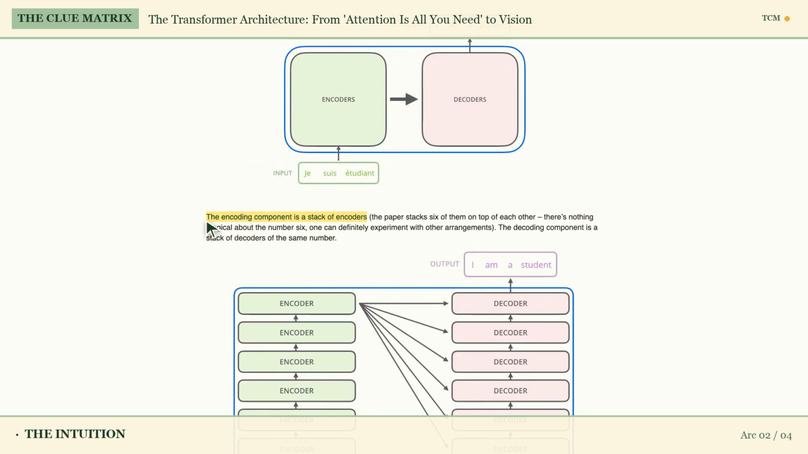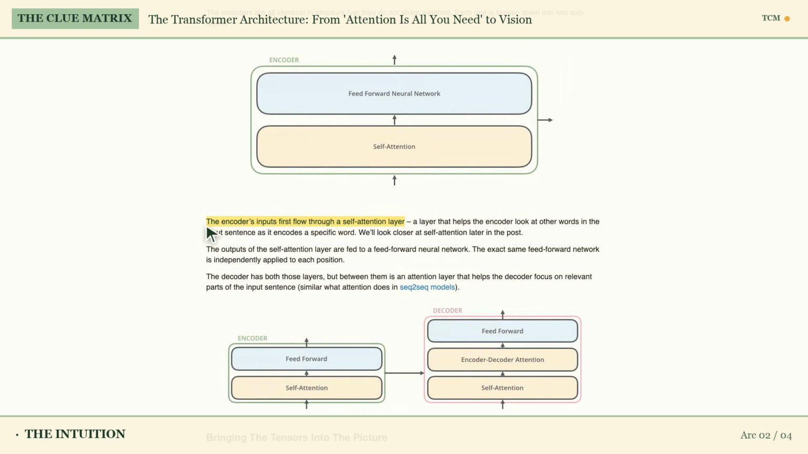Here, the encoding component is a stack of encoders, typically 6. Each encoder refines the input's representation, passing it to the next. A stack? So each encoder builds on the output of the previous one. Does that introduce some kind of sequential dependency again, even if it's not word by word? Good question. Within each individual encoder, the encoder's inputs first flow through a self-attention layer. This is where the magic happens for parallelism. It's not sequential within the attention mechanism itself.